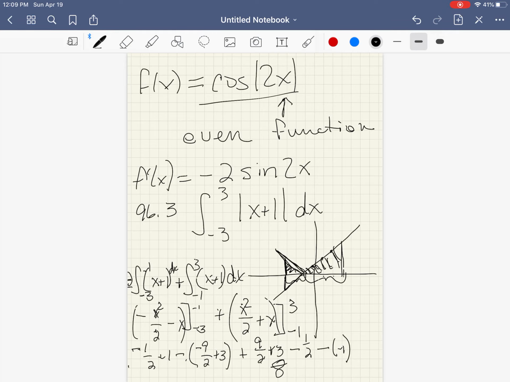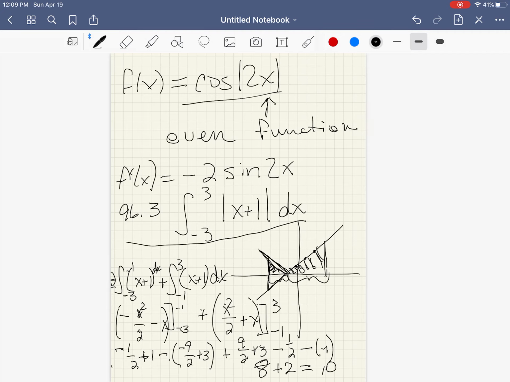That was minus 1, so that's a plus. Sorry, I can't read my own writing. 1 minus 3 would be minus 2. Minus 2 plus 3 is 1. And 1 plus 1 is 2, so 8 plus 2 is 10. All right, so the integral of this function right here is equal to 10.